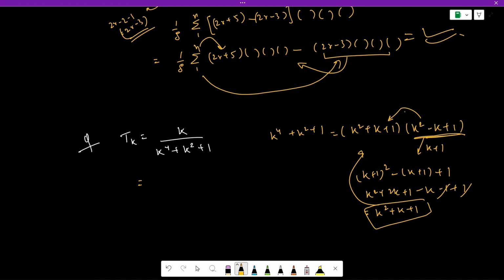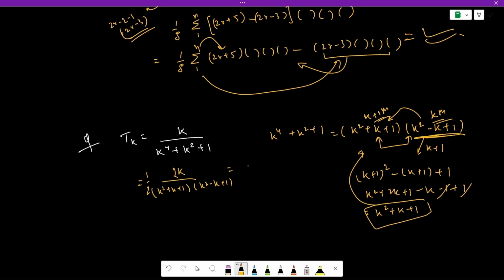Thus this shows that if this is the kth term of the expression, then this is the (k plus 1)th term. So these are consecutive. Now let's break this. So this will be k upon (k square plus k plus 1) into (k square minus k plus 1). Now the difference is 2k, so let's make it 2k and 1 by 2.